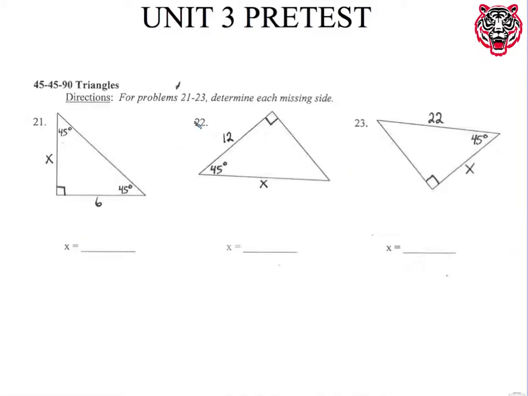All right, determine each missing side. This one was missed. All 3 of these were missed more than I would like, so I'm going to spend a little bit more time talking about these. We have, what do we have? 13 minutes left of class.